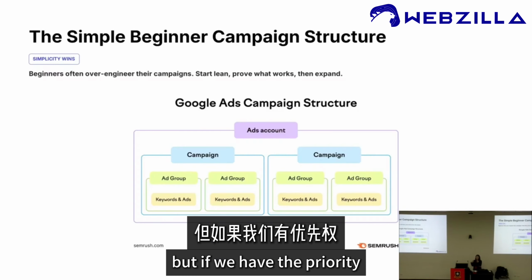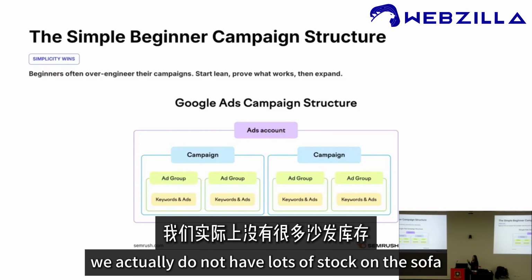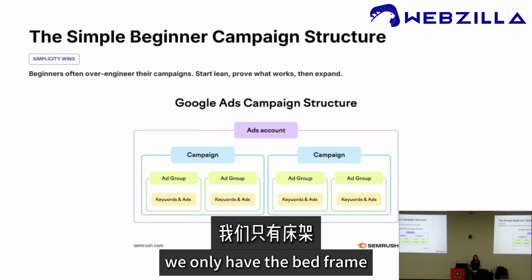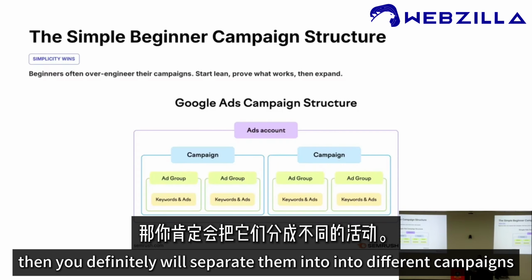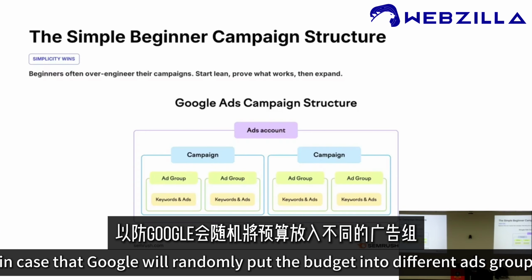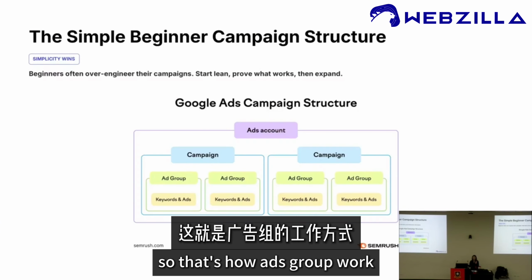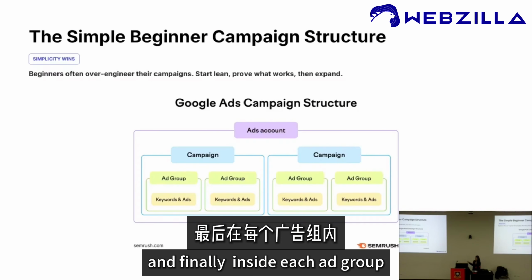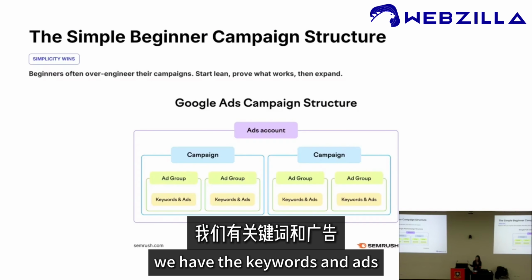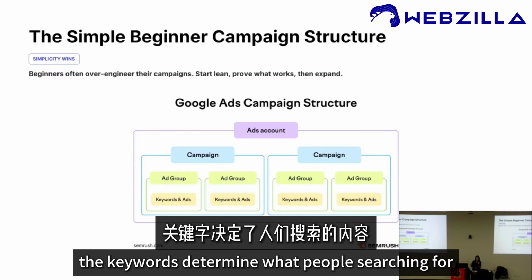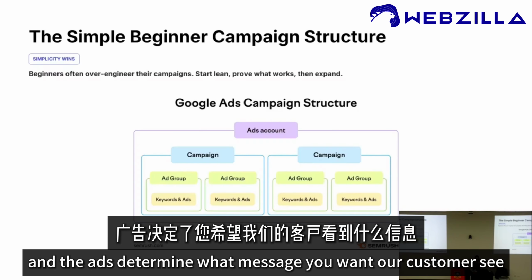But if we have the priority, for example, we actually do not have lots of stock on the sofa, we only have the bed frame, then you definitely will separate them into different campaigns in case that Google will randomly put the budget into different ads group. So that's how ads group work. And finally, inside each ads group, we have the keywords and ads. The keywords determine what people are searching for, and the ads determine what message you want our customers see.